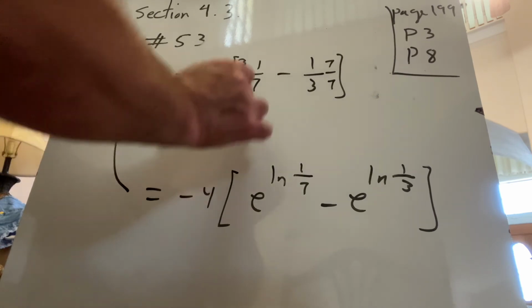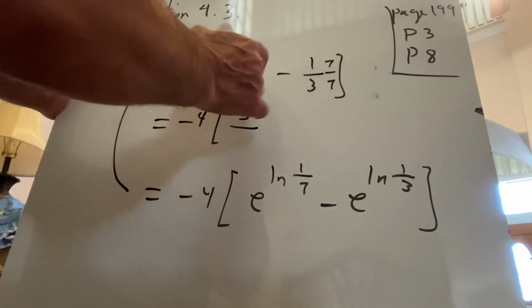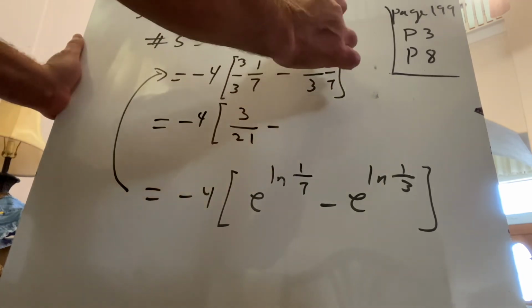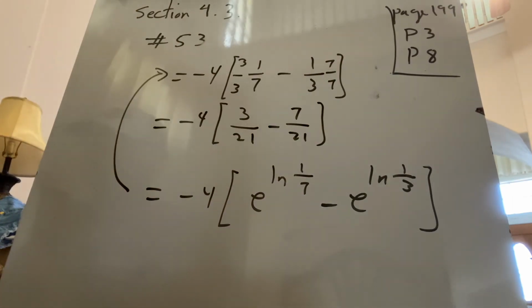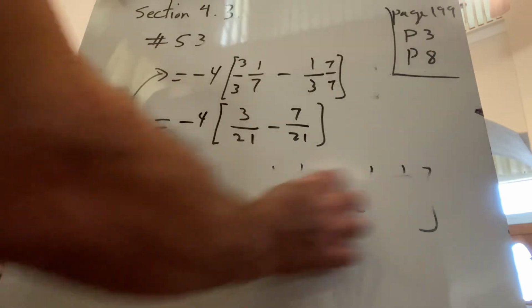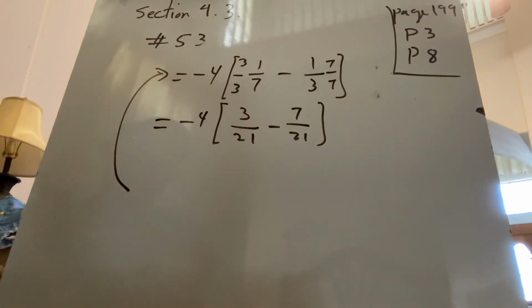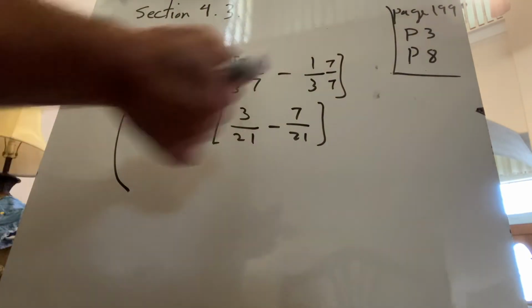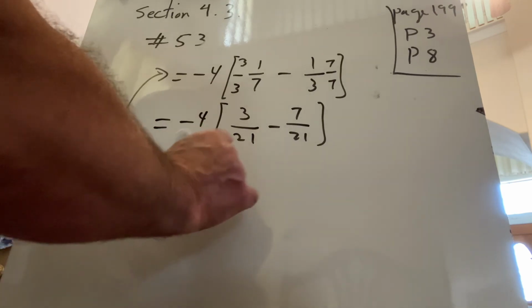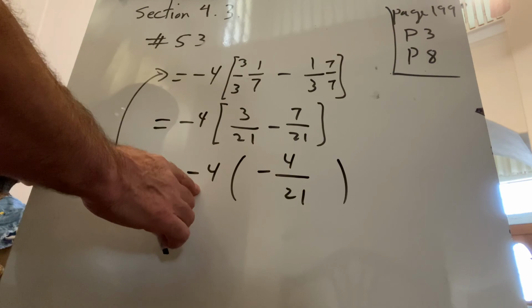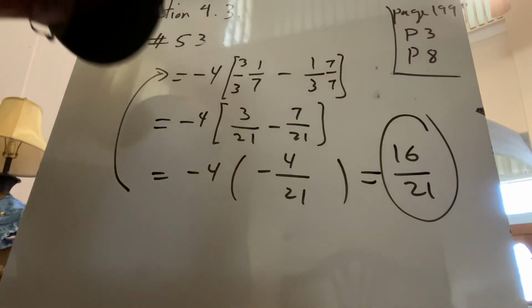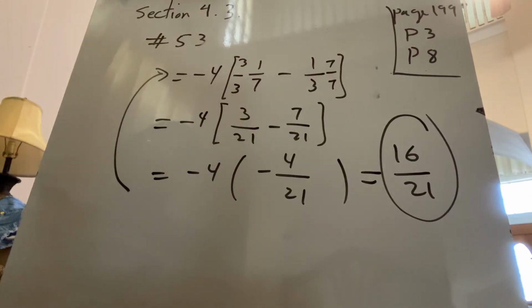So that becomes negative 4 times, that's 3 over 3 times 7, which is 21, minus 1 times 7 is 7 over 21. So now, finally, we have inside the brackets 3 minus 7, which becomes negative 4 over 21. So we have negative 4 times negative 4 over 21. Now, negative times negative becomes positive. 4 times 4 is 16, and of course, same denominator. So 16 over 21 should be your exact value for this definite integral.